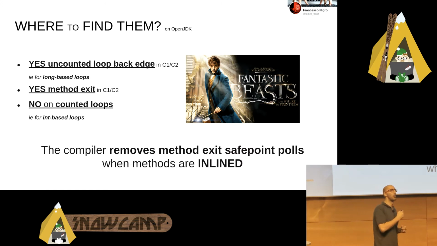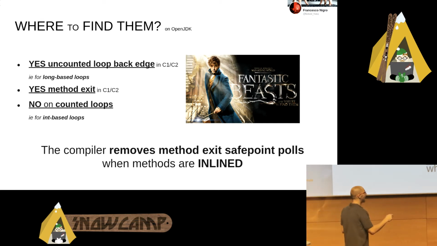But this safepoint poll, how does the JVM decide to put it into your code? What are the heuristics? I haven't listed here all the heuristics, because they are not important. We really care to understand this weird behavior of JVisualVM, okay?